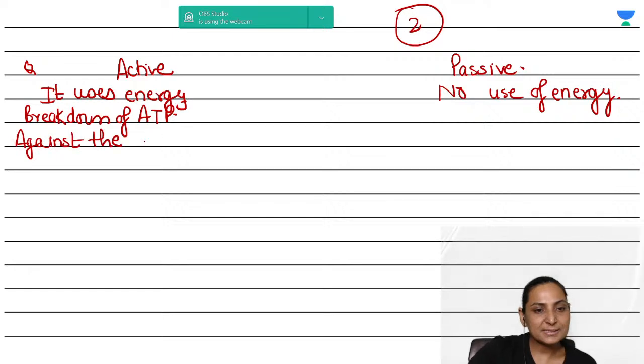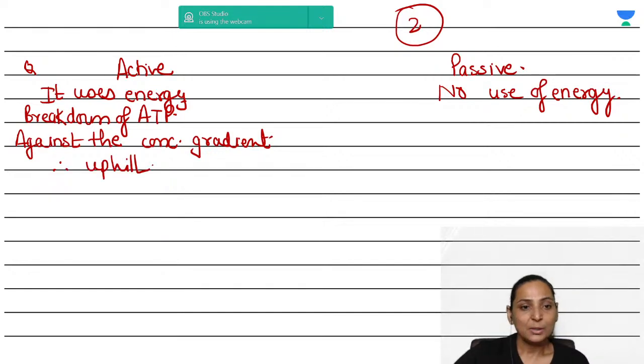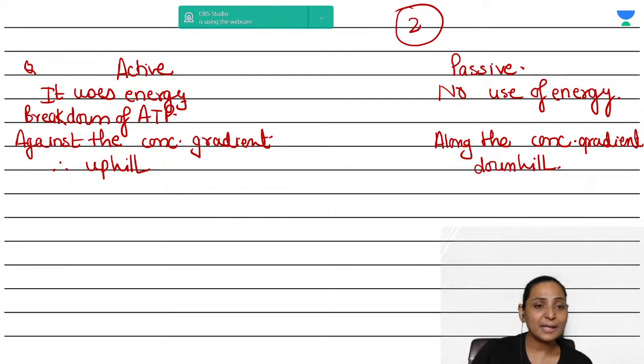Active transport is against the concentration gradient, and therefore it is also called uphill. Whereas passive transport is along the concentration gradient, and because it is along the concentration gradient, it is also called downhill. So these are the two differences which I expect that you must write.